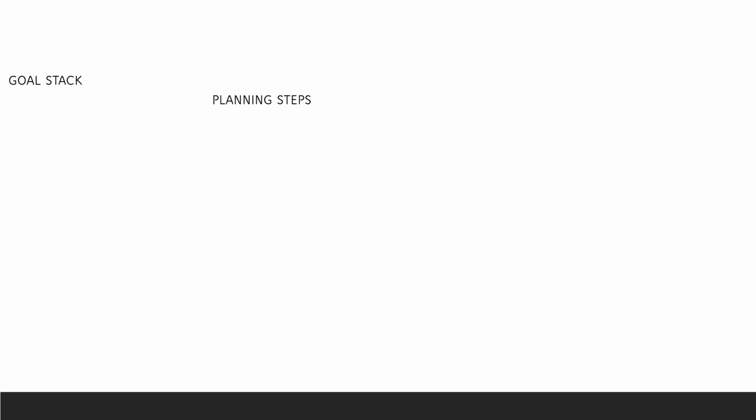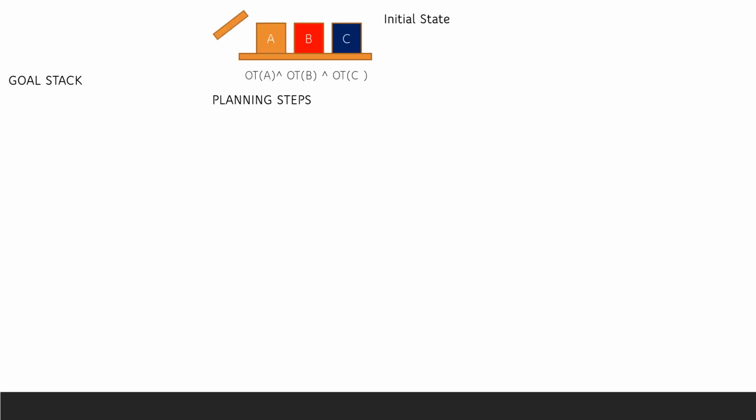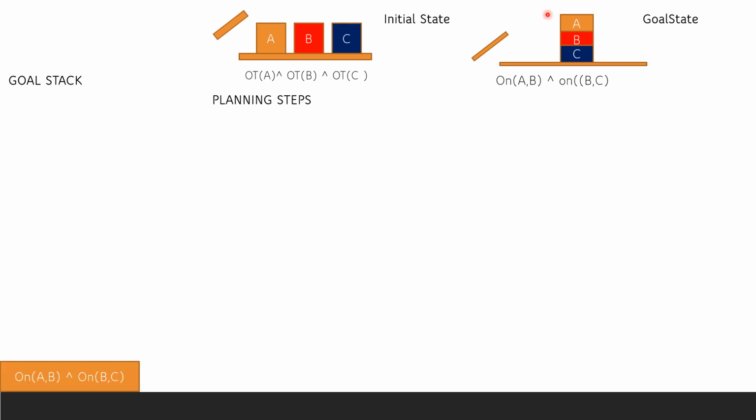To see how this works, we are given the initial state and the goal state. This is the initial state and this is the goal state which we want to achieve. A goal stack is maintained. The two sub goals which the system is trying to achieve are on A B and on B C. These two are pushed onto the stack, and we'll try to achieve each of these goals one by one. So on B C is pushed into the stack and then on A B.